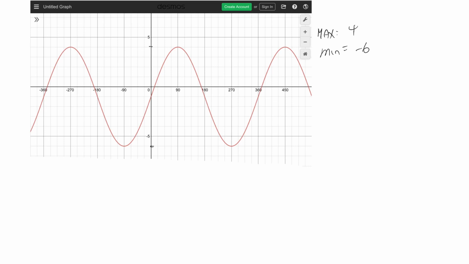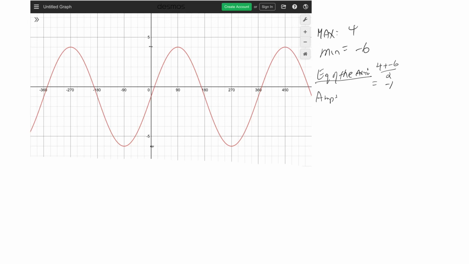We can figure out the equation of the axes. Recall that the equation of the axes is the horizontal line that cuts the graph in half. And also we can figure out the amplitude. So let's start off with the equation of the axes. The equation of the axes is the midpoint between the max and the min. In other words, it is (4 + -6) divided by 2, and that's going to give us -1.